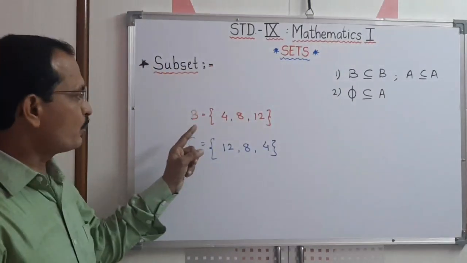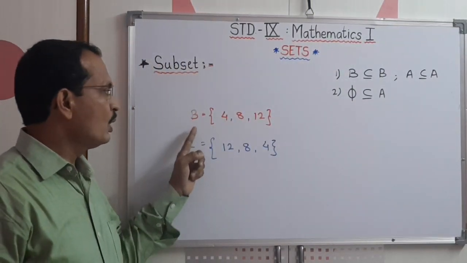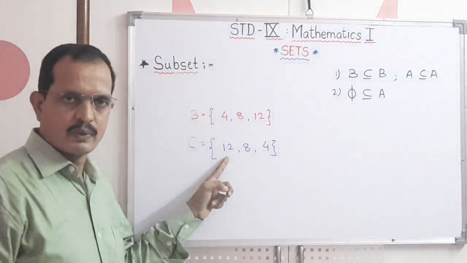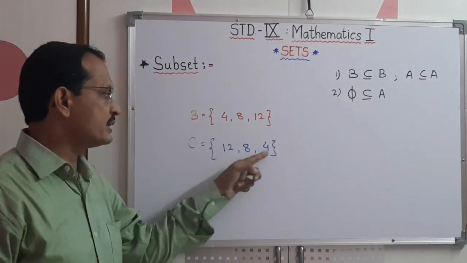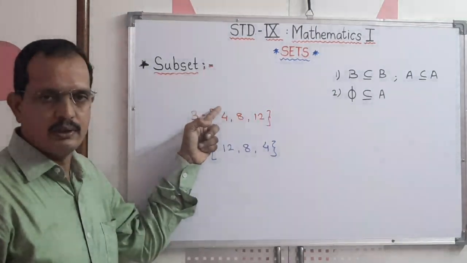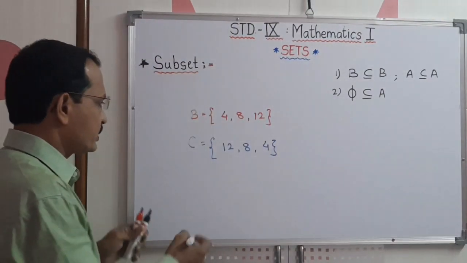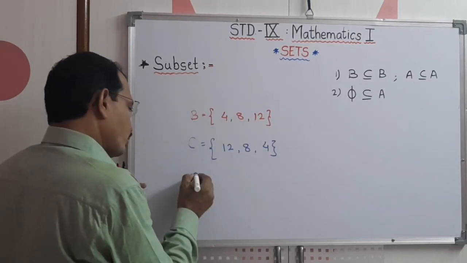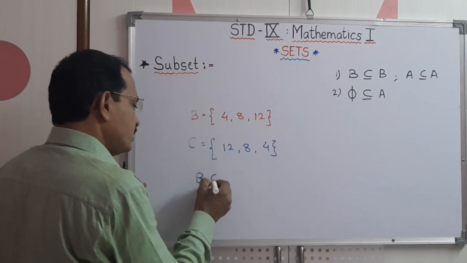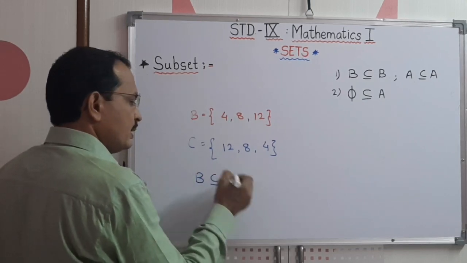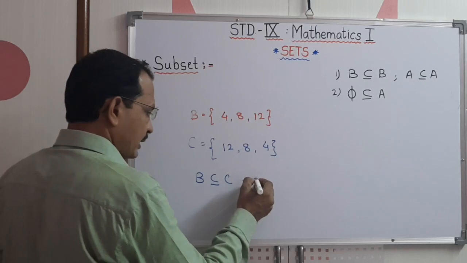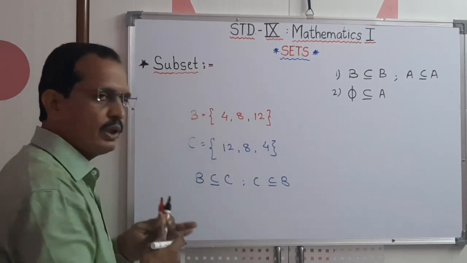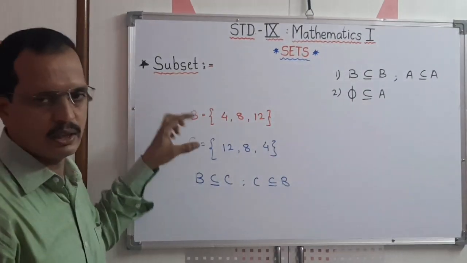Now, if we observe these two equal sets, all the elements of set B are present in set C, and all the elements of set C are present in set B. That means all the elements of set B are present in set C. Therefore, we can say that B is a subset of C. Same way, we can write C is a subset of B. But it happens when these two sets are equal.